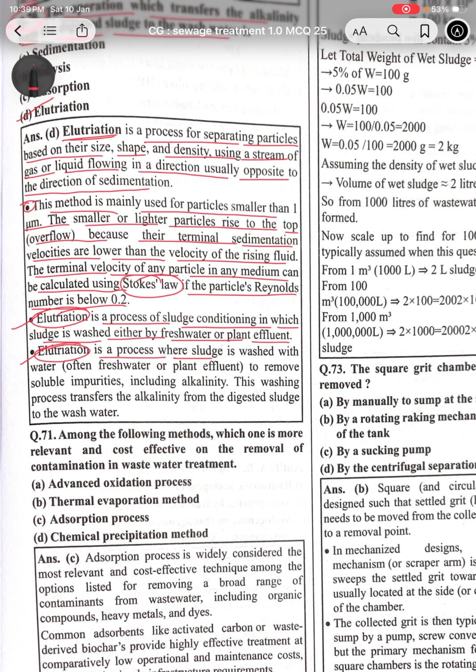Filtration is a process where the sludge is washed with fresh water or the plant effluent to remove soluble impurities including alkalinity. This washing process transfers the alkalinity from the digested sludge to the wastewater.